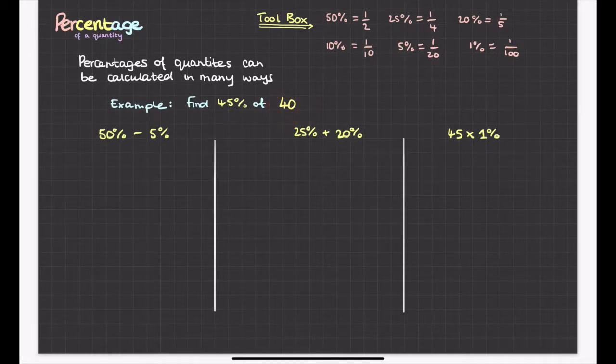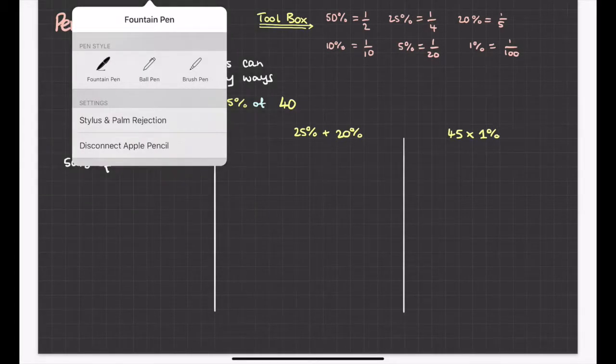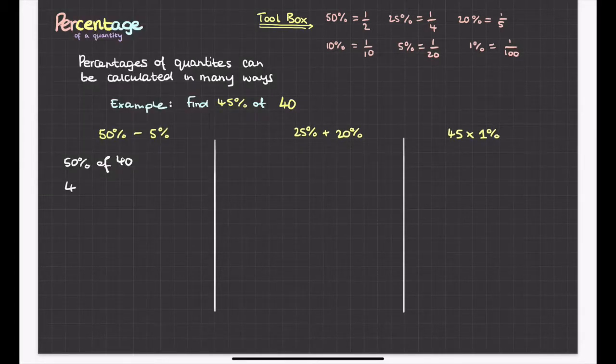So let's try and work out what we've got then. So let's find 50% of 40. Well, 50% is the same as having a half of something. And having a half of something, that's the same as dividing it by 2. So that's the same as saying, well, what's 40 divided by 2? That's 20, isn't it? Okay, so I've got 50%.